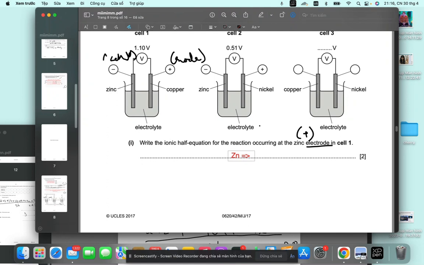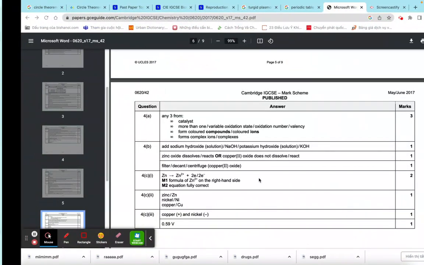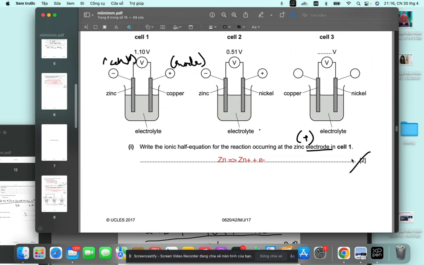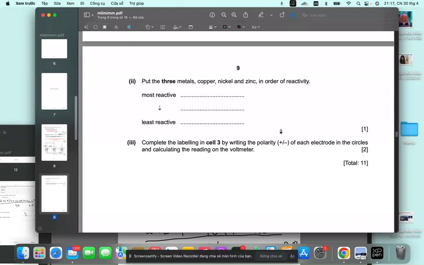We would make the zinc plus. Reduction is gain of... here, let's see. Okay, we got it right. Yay! I would not give myself a 2 out of this one because honestly, electrolysis is not my best, but I'm trying. I'm trying. Put 3 metals, copper, nickel, and zinc in order of reactivity.